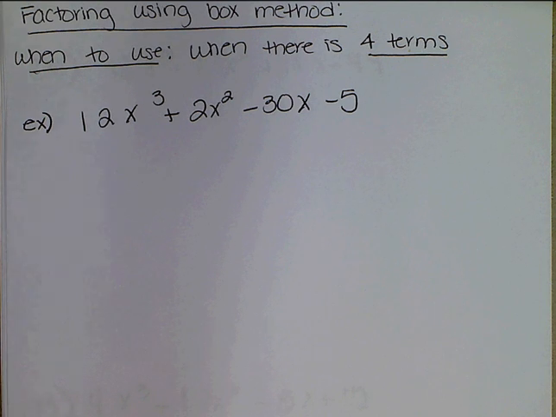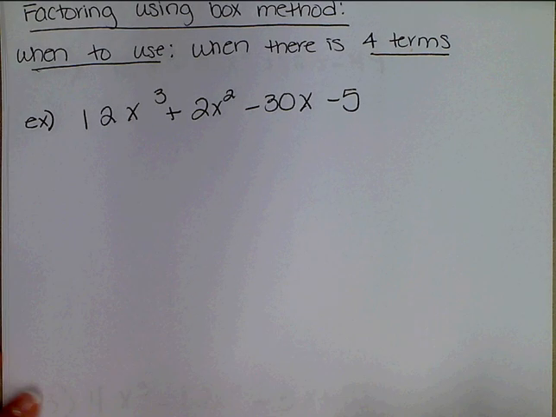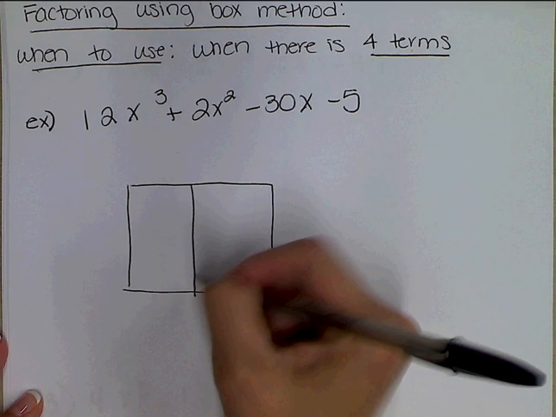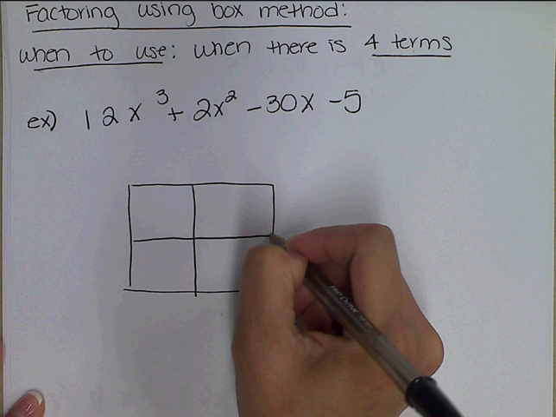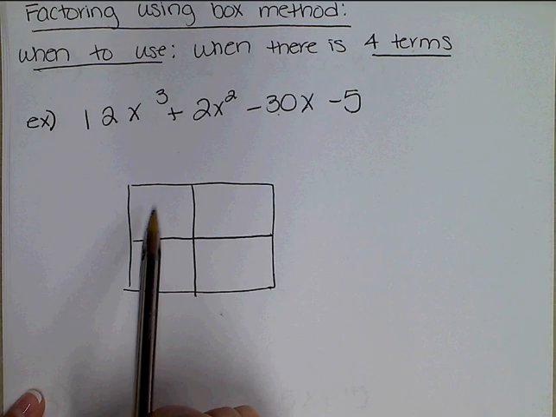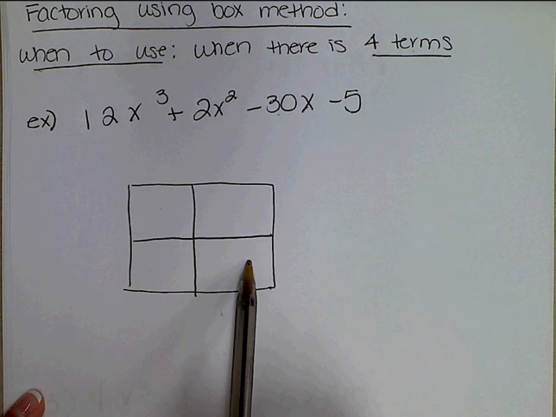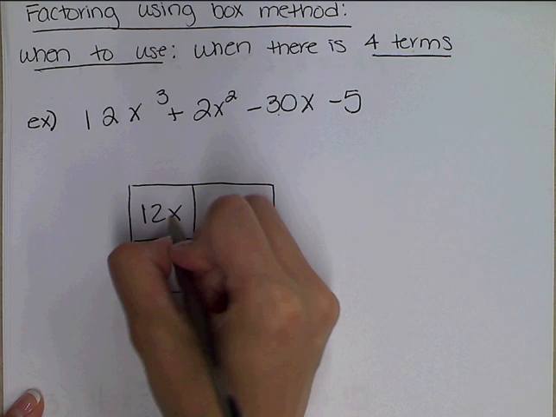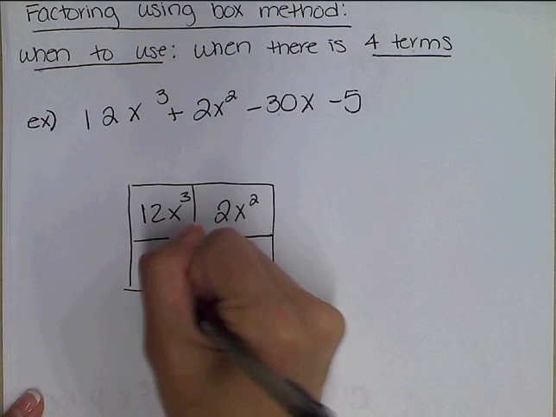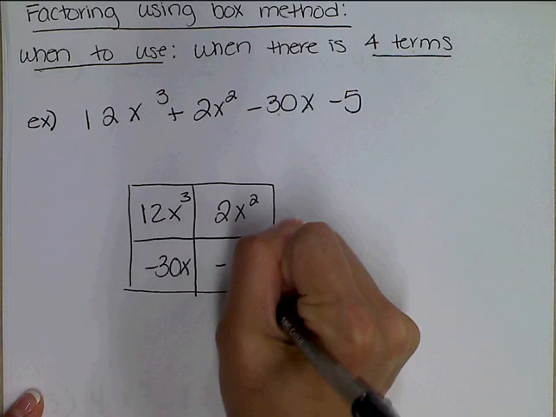So this is factoring using the box method. You want to use this when there's 4 terms. So what we do, you make a box and you put them in order. So this is first, second, third, fourth. So they're going to go in first, second, third, and fourth. So 12x to the third, 2x squared, negative 30x, and negative 5.